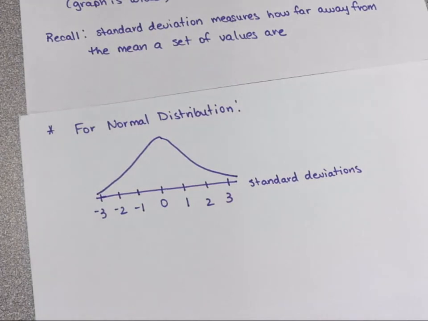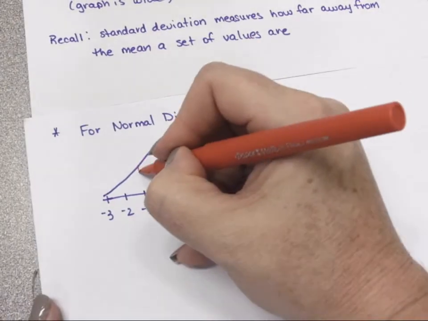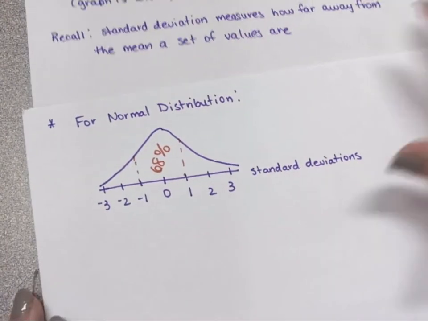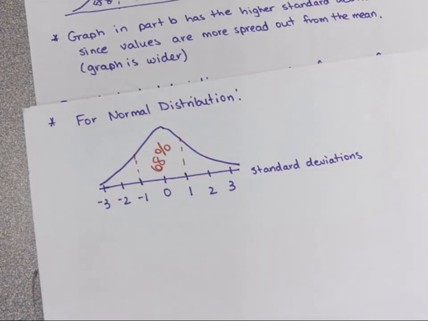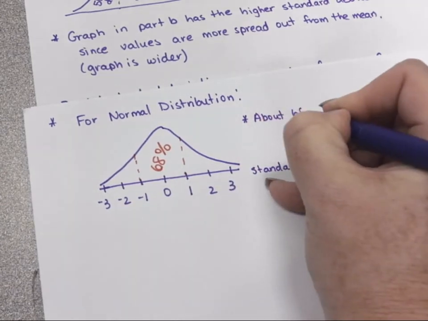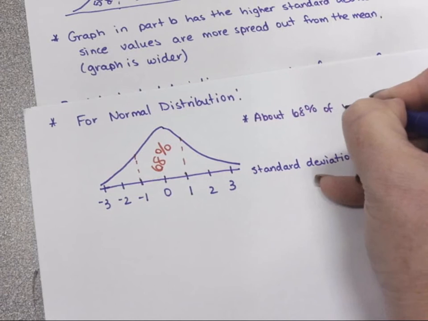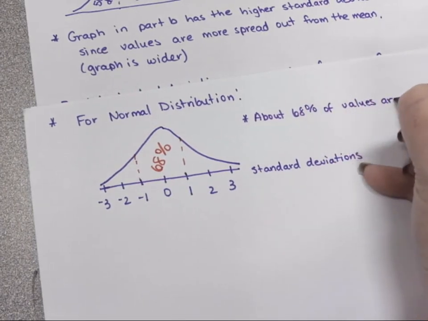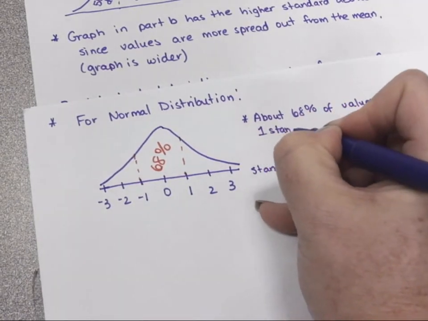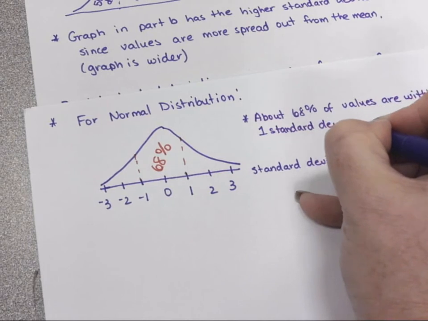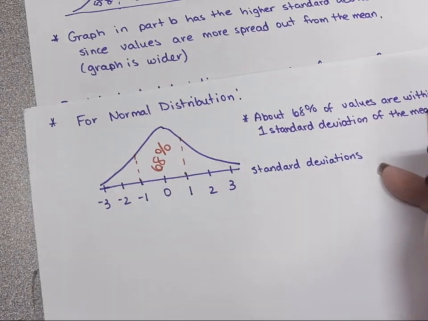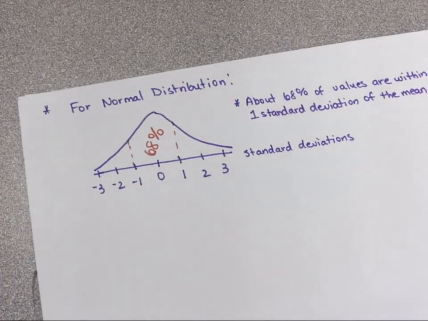So when you have a normal distribution, if you only deviate out 1 standard deviation from the mean, you will actually keep 68% of the values. So I'm going to write that off to the side. What this says is that about 68% of the values are within 1 standard deviation of the mean. Okay, this is only for bell-shaped data.